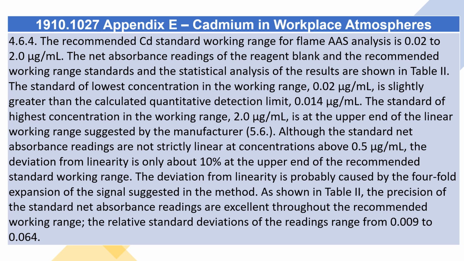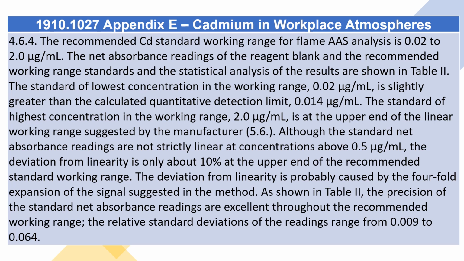4.6.4. The recommended Cd standard working range for flame AAS analysis is 0.02 to 2.0 µg/ml. The net absorbance readings of the reagent blank and the recommended working range standards and the statistical analysis of the results are shown in Table 2. The standard of lowest concentration in the working range, 0.02 µg/ml, is slightly greater than the calculated quantitative detection limit, 0.014 µg/ml. The standard of highest concentration in the working range, 2.0 µg/ml, is at the upper end of the linear working range suggested by the manufacturer, 5.6.